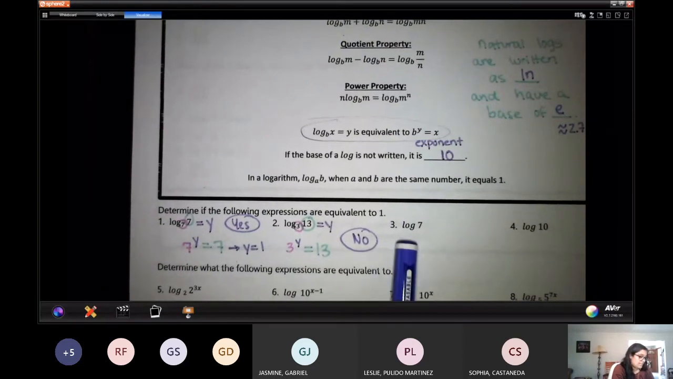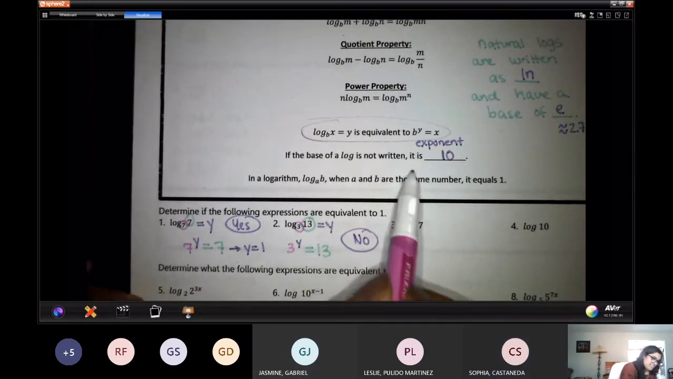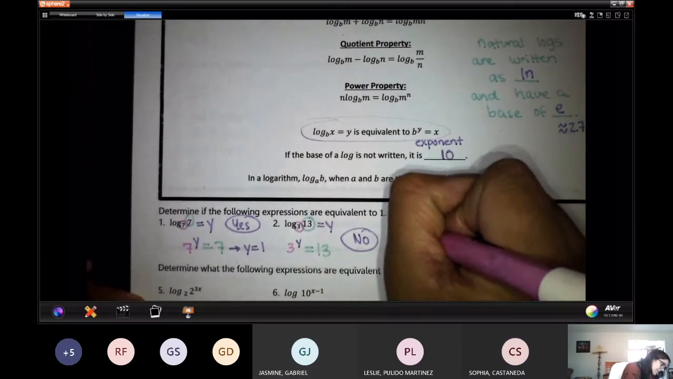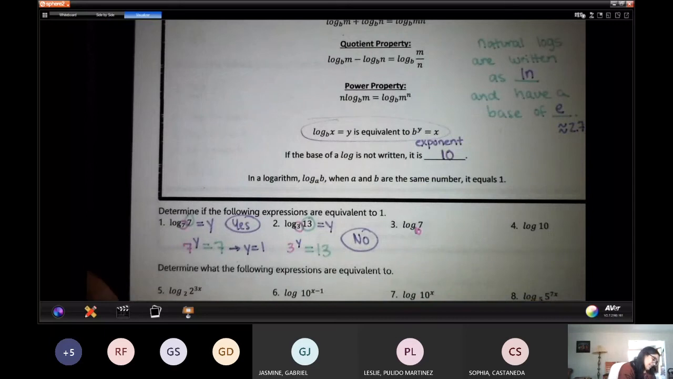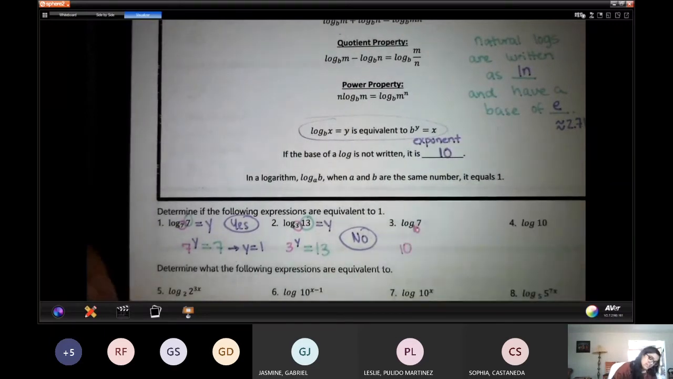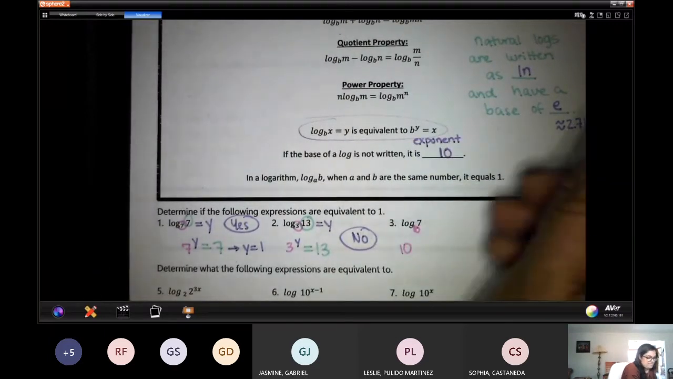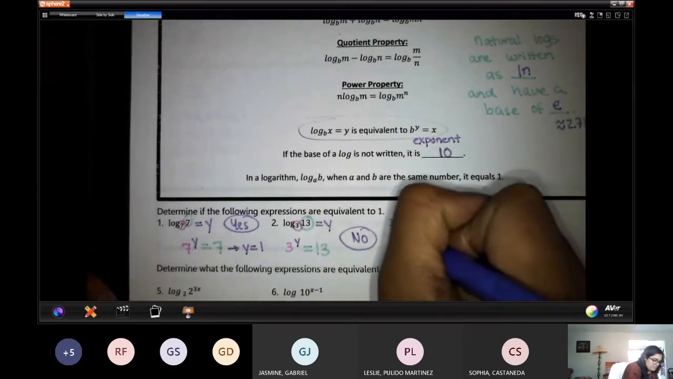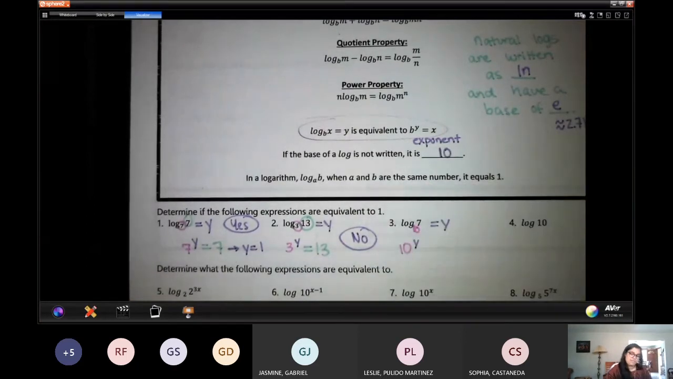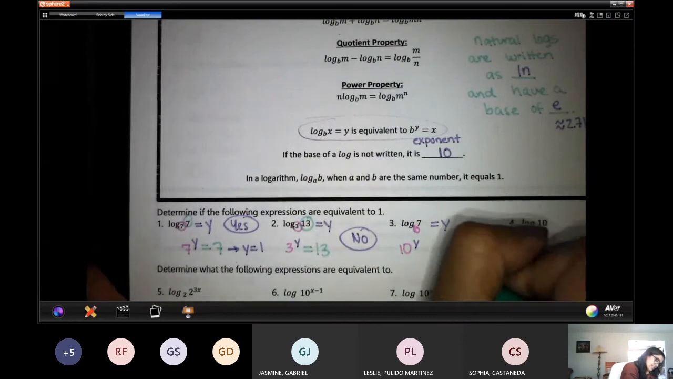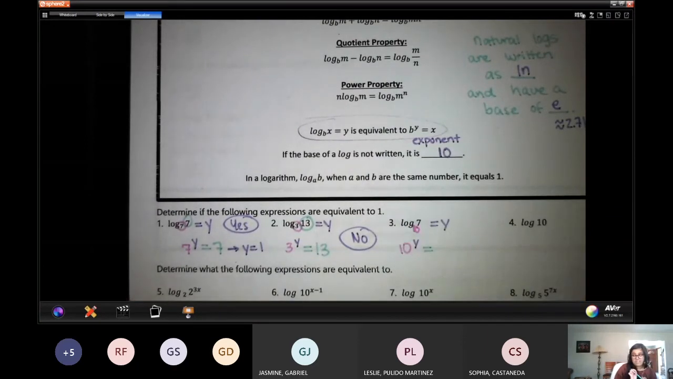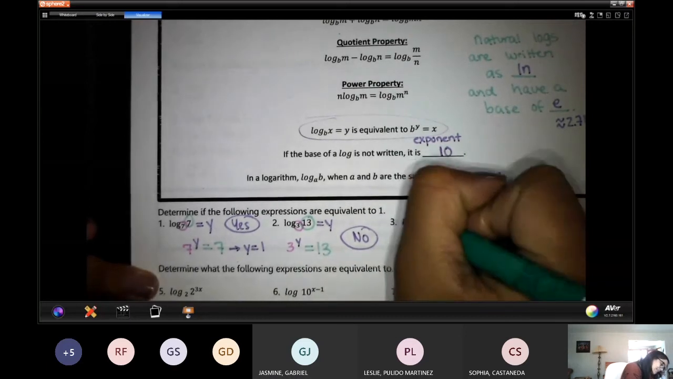All right, so on number 3, what do we assume the base is, since there isn't a base written there? 10, right? Because just over here, we just talked about that. So this is going to be a 10, right? And then we're going to have 10 to the, we've got to put in our y again, y power equals what? 7. Very good. All right, so it equals 7 from here.